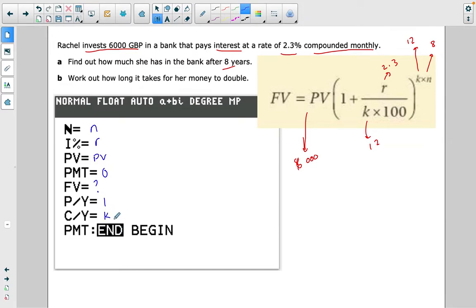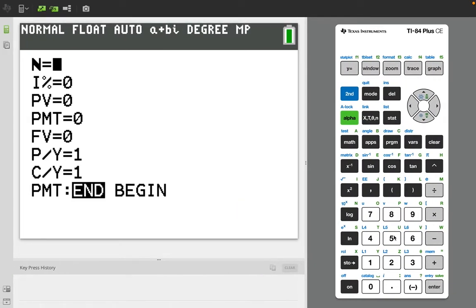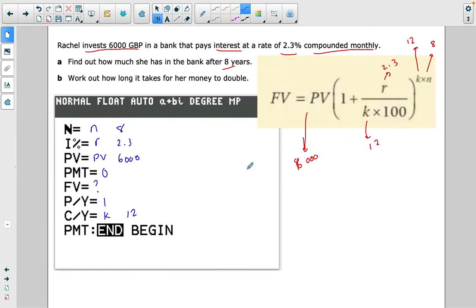So once you figure out how to find all of these letters, it's really easy to convert it in the calculator. So in this case, this is going to be 8. This is going to be 2.3. We have 6,000. We need to find that, and the K is going to be 12. So we go to the calculator. 8, 2.3. One thing to point out is the negatives.